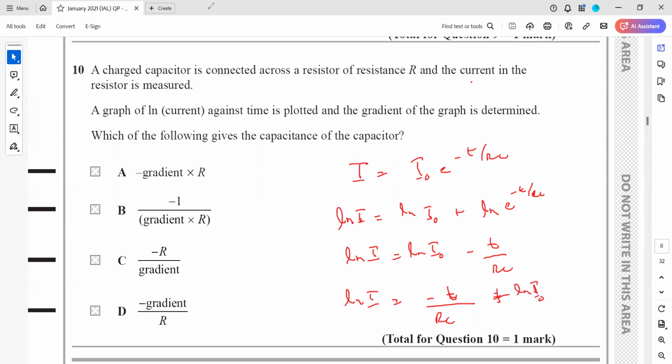Now we compare with the equation of a straight line, y equals mx plus c. On the y-axis we have ln I and on the x-axis we have t. What will be our gradient? It will be minus 1 over RC. And if we need C, then C will equal minus 1 over R into gradient. So minus 1 over gradient into R, that will match with option B. So this was January 2021 Unit 4.